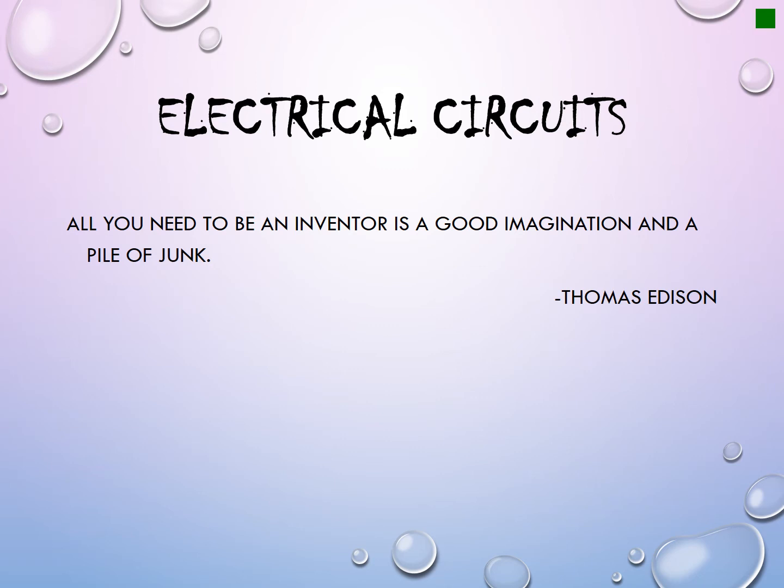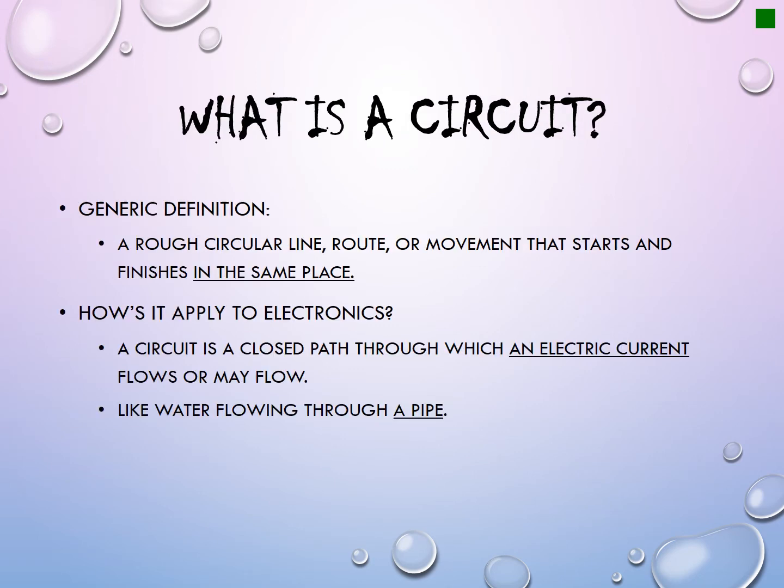Today's focus will be on electrical circuits. So what is a circuit? A circuit is generally a rough circular route of movement that starts and finishes in the same place. Okay, so how does this apply to electronics? A circuit is a closed path from which an electric current flows.